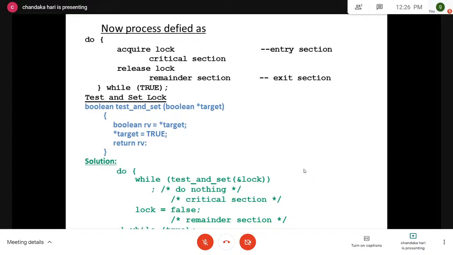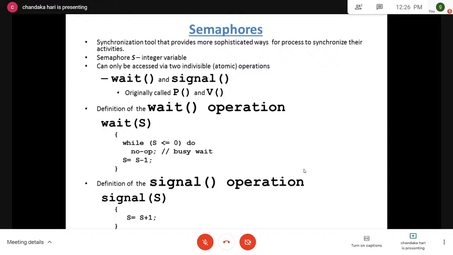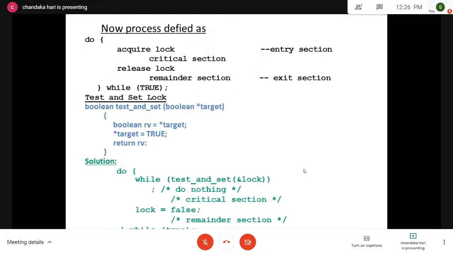Is it clear? This is a hardware kind of solution. Now we'll move on to the software kind of solution, which is called semaphores. This will be discussed in the next class. Time is not sufficient, so allow me to continue further. So this is what we have been seeing at a glance.